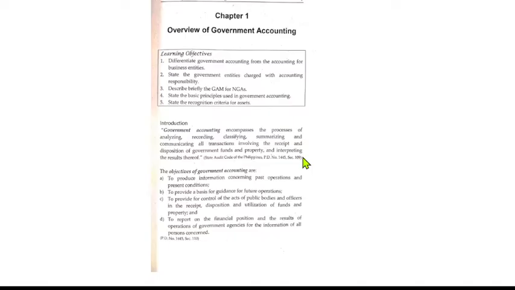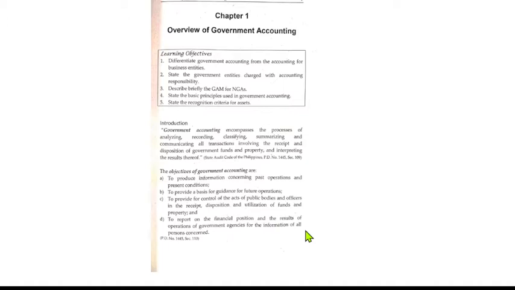So what are the objectives of institutionalizing a separate accounting for government agencies? One is to produce information concerning past operations and present conditions. Second is to provide a basis for guidance for future operations. Next is to provide for control of the acts of public bodies and officers in the receipt, disposition, and utilization of funds and property. Next is to report on the financial position and the results of the operations of government agencies for the information of all persons concerned.